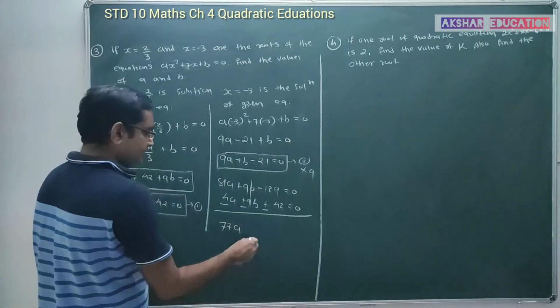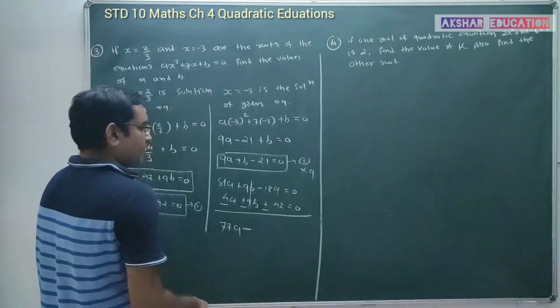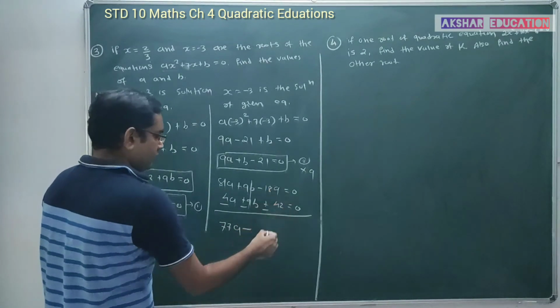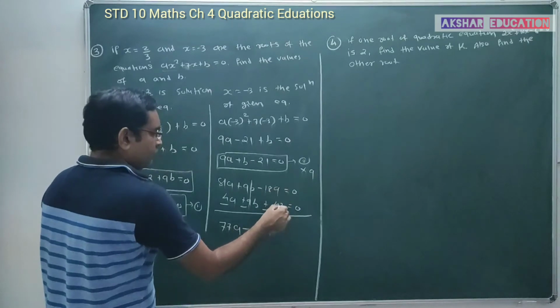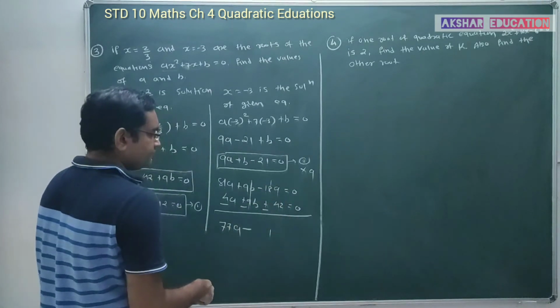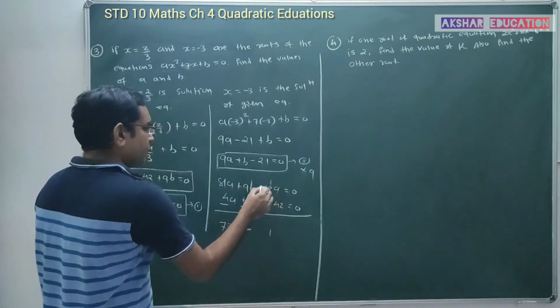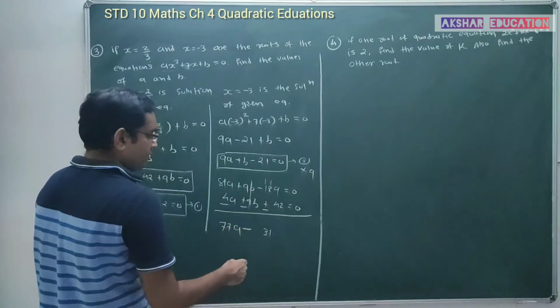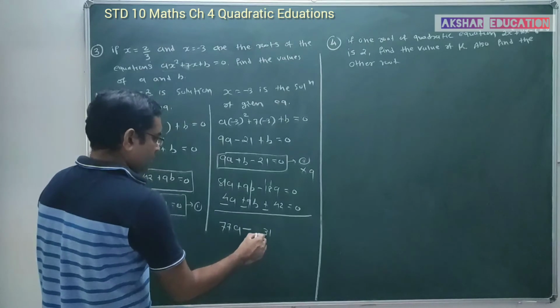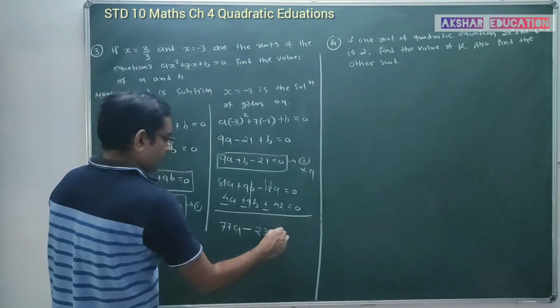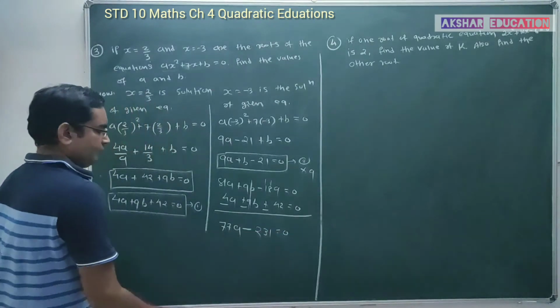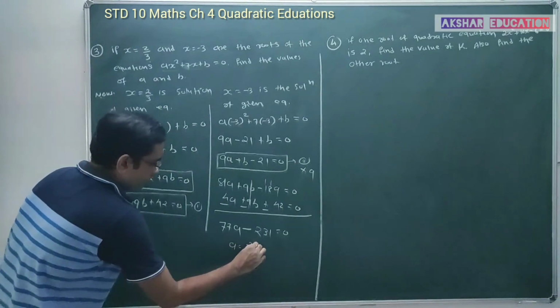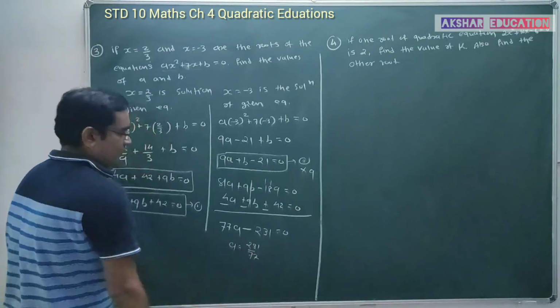77a minus 189 minus 42. So addition. 9 plus 2 is 11. 1 with carry 1. 8 plus 1 is 9. 9 plus 4 is 13. With carry 1, it's a 2. 231 equal to 0. So a equal to 231 by 77.